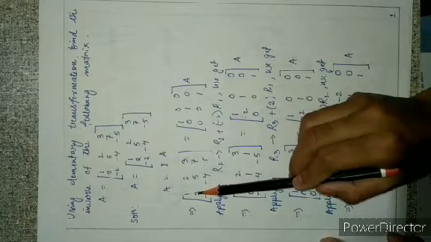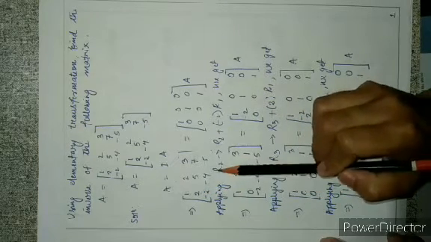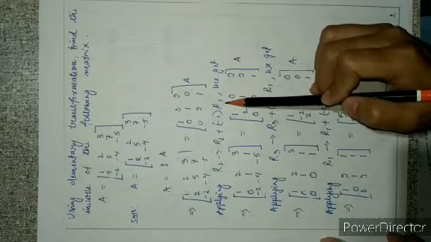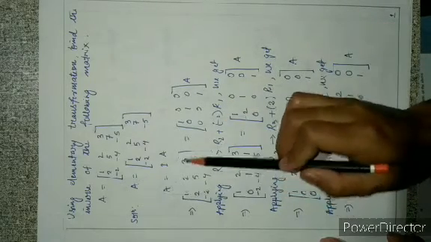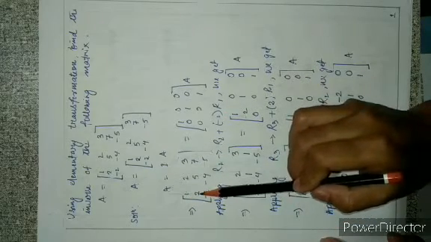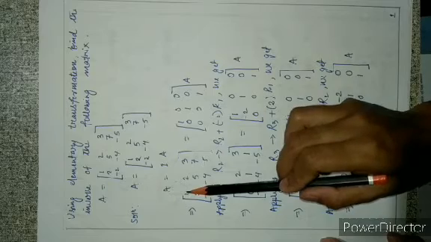So this plus 2 lies in second row. We have to apply the operator R2 tends to R2 plus minus 2 times of R1. First, all the elements of first row should be multiplied by minus 2. Here the number is plus 2 and the scalar should be minus 2.